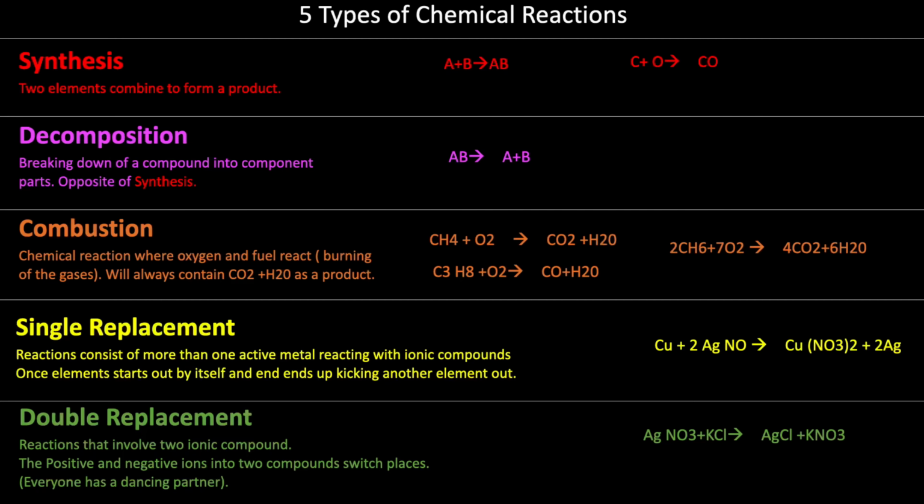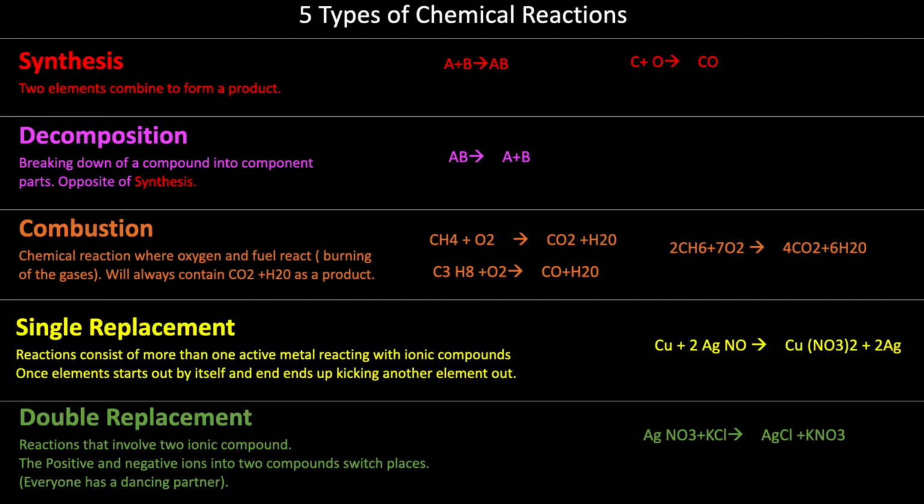Next, we have single replacement. Single replacement reactions consist of an active metal reacting with an ionic compound. Once the element starts out by itself, it ends up kicking the other element out. So looking at the example, we have copper with silver and nitrogen and oxygen, and then on the product side we see that copper is partnered with nitrate, and we see that silver is alone. So this is an example of a single replacement.